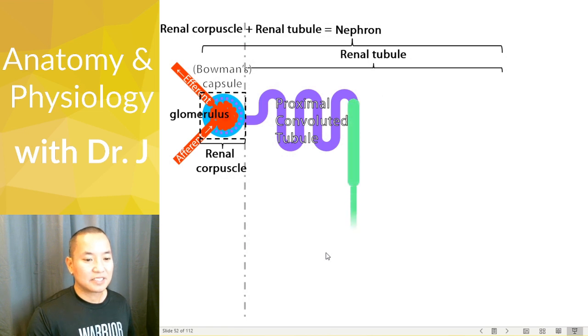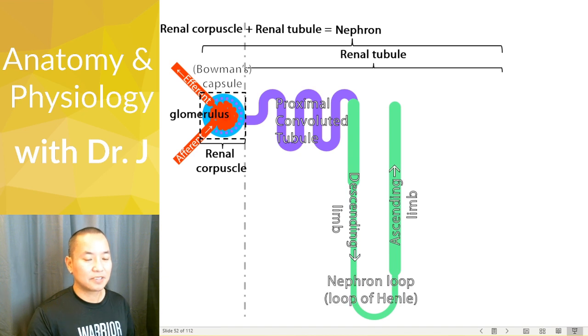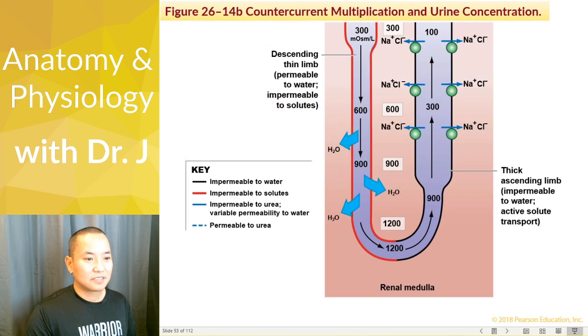Then you end up at something called the nephron loop. The first part of the nephron loop is the descending limb, and then you have the ascending limb. This is what we call the loop of Henle, or your book calls it the nephron loop. Same thing. All right, so this is what we have.